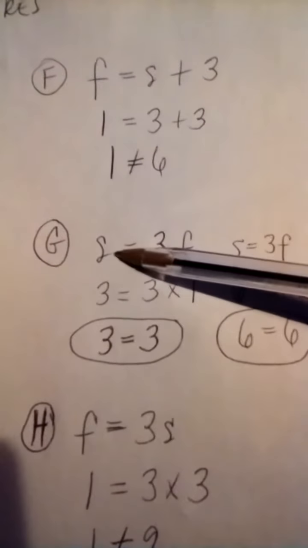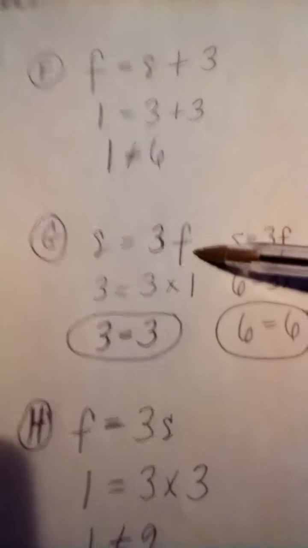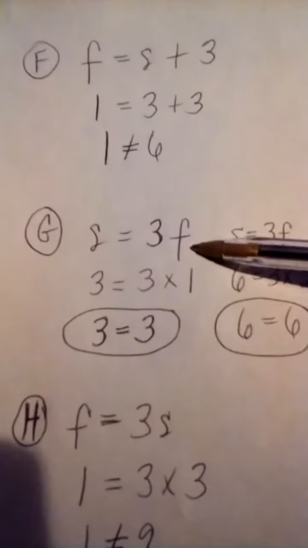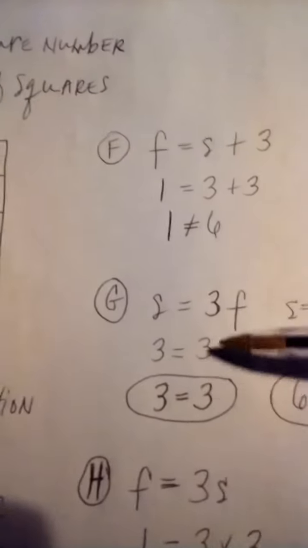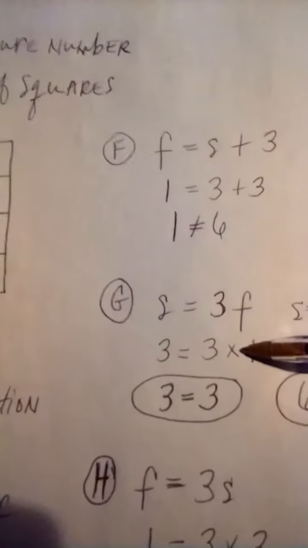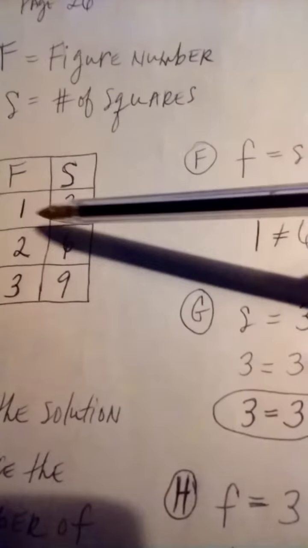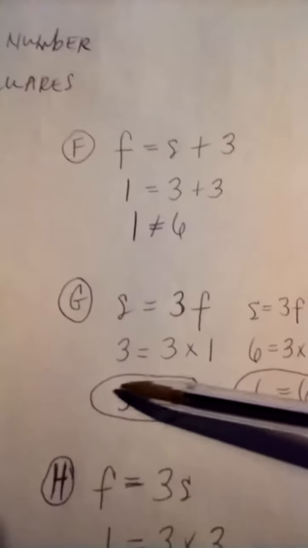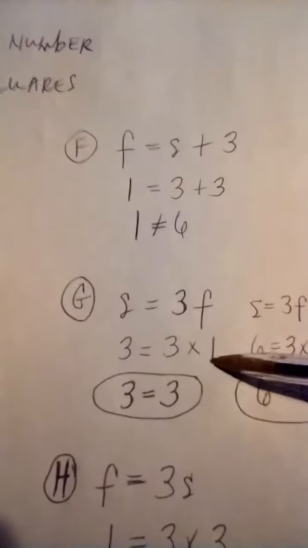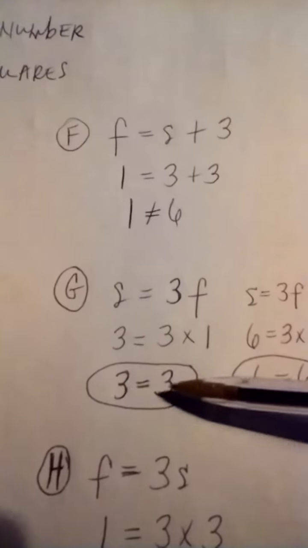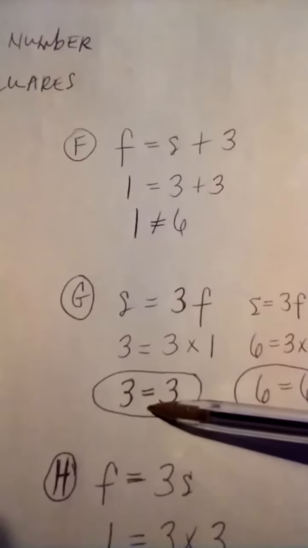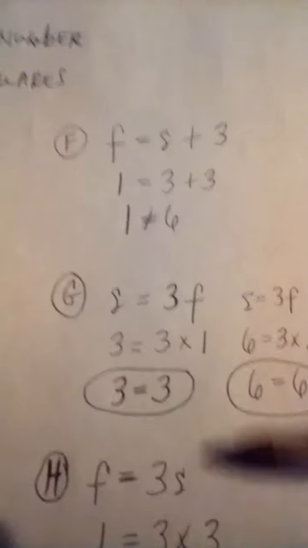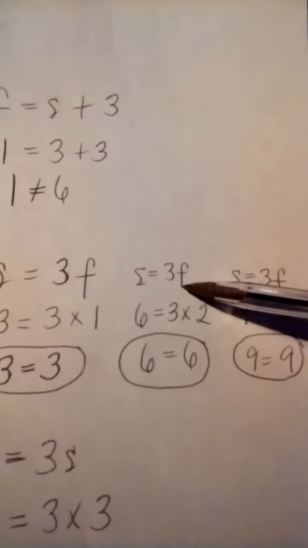The formula given was S equals 3F. Let's test this formula and see if it's accurate. My value from my chart is 3 for S. Then I have 3 times my F, which on row 1 is 1. 3 equals 3 times 1 is 3. This is a proportional relationship. This is accurate.